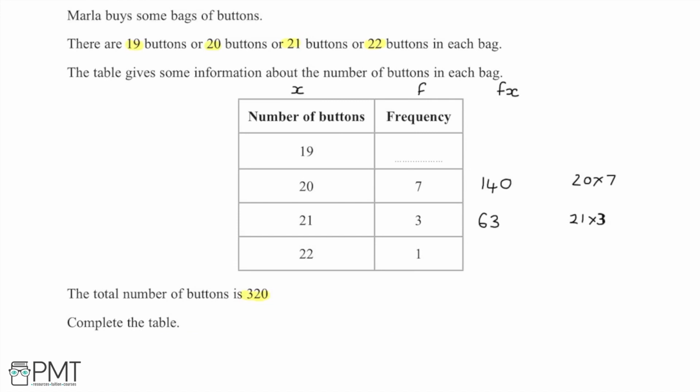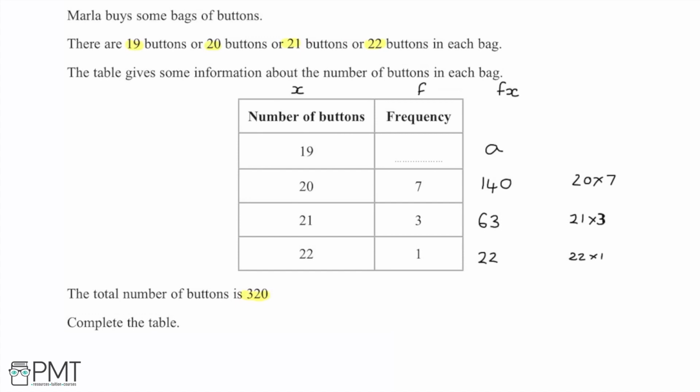And then finally, 22 multiplied by 1, that just gives me 22. Now here, I'm missing this value in this column here because I don't have a frequency for the number of bags that have 19 buttons in.